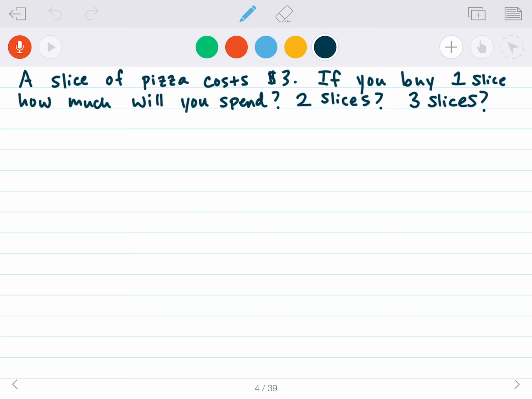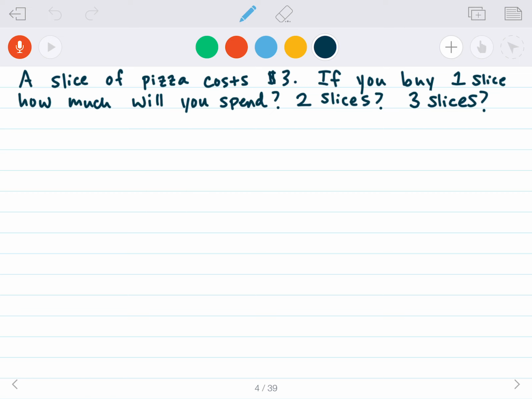Okay, so here's an example that I thought of. Let's say you're at a pizzeria and a slice of pizza costs $3, okay? If you buy one slice, how much will you spend? If you buy two slices, how much will you spend? If you buy three slices, how much will you spend? So, the amount of money that we're spending depends on how many slices we're buying, right?